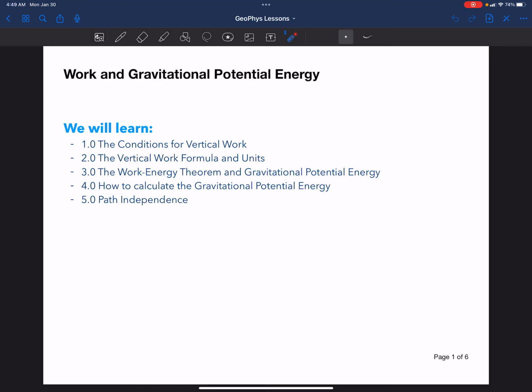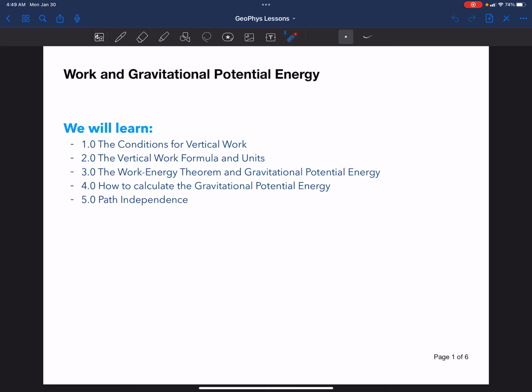In this video series, we will explore work and gravitational potential energy. Specifically, we will examine the conditions required of vertical work. We'll look at the vertical work formula and its units. We will be introduced to the work energy theorem and the concept of gravitational potential energy.